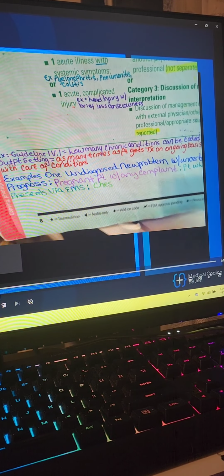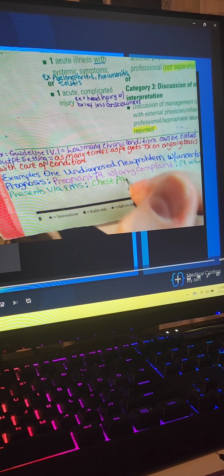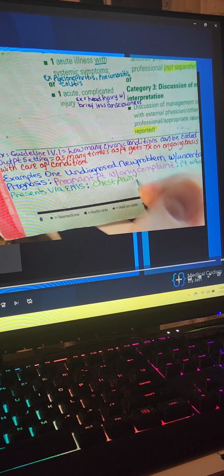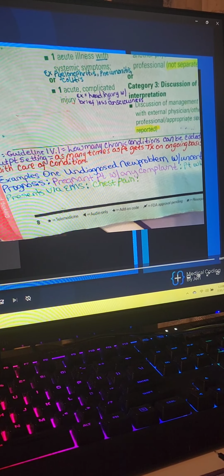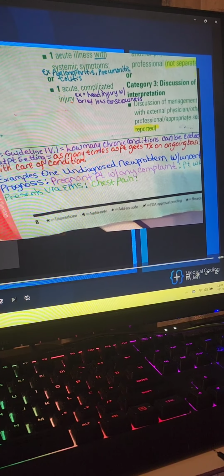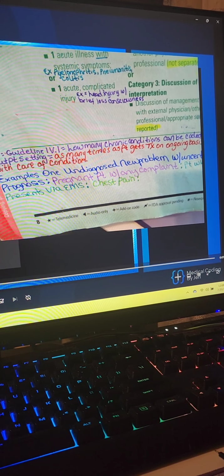Chest pain with no final diagnosis, chest pain would end up being another example. I'm just changing colors every time I have a new example so that they just kind of stand out.